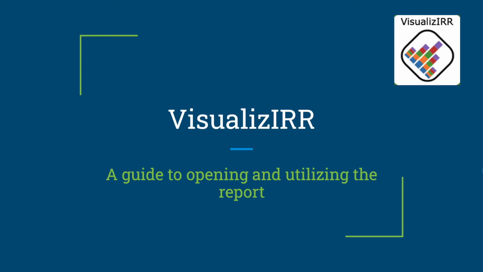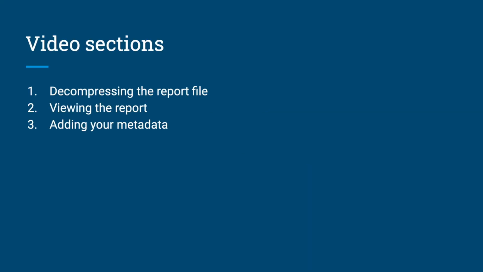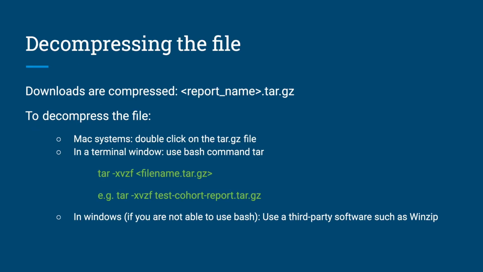In this video we'll cover how to open and utilize the VisualizIRR report. First we'll talk about how to decompress the report file, then how to view the report, and last how to add your metadata to the report. When you download the TCR report from the CIDC portal, it will be a compressed file with the extension tar.gz.